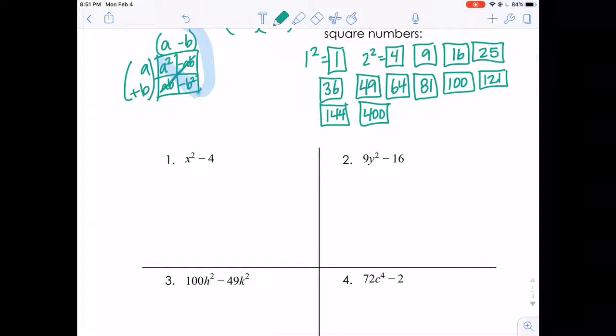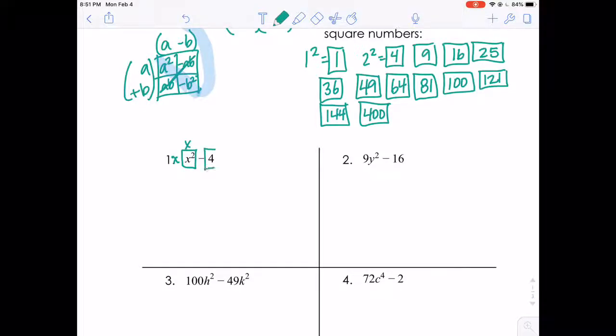So if I have x squared, I know that x squared is a square number because it's x times x. And I know that 4 is a square number because it's 2 times 2. So I know that this would be x plus 2 and x minus 2. That's going to be my answer for number 1.